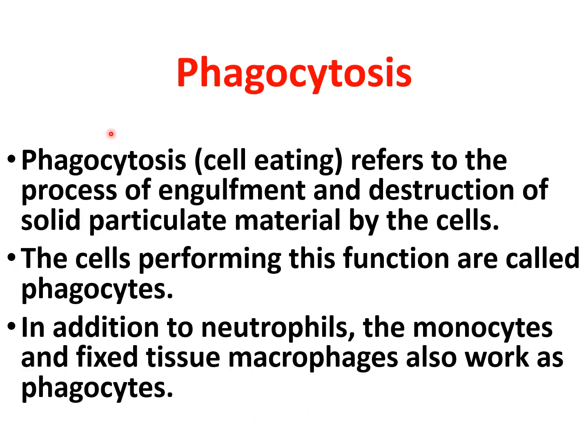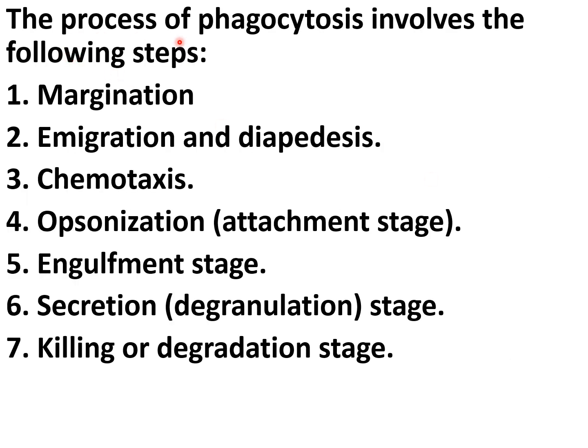Then we will learn in detail about the process of phagocytosis. Phagocytosis, meaning eating of cells, refers to the process of engulfment and destruction of solid particulate matter by the cell. The cells performing this function are known as phagocytes, and in addition to neutrophils, the monocytes and the fixed tissue macrophages also play this role. The process of phagocytosis involves certain steps like margination, immigration and diapedesis, chemotaxis, opsonization, engulfment stage, degranulation stage, and killing or degradation stage.